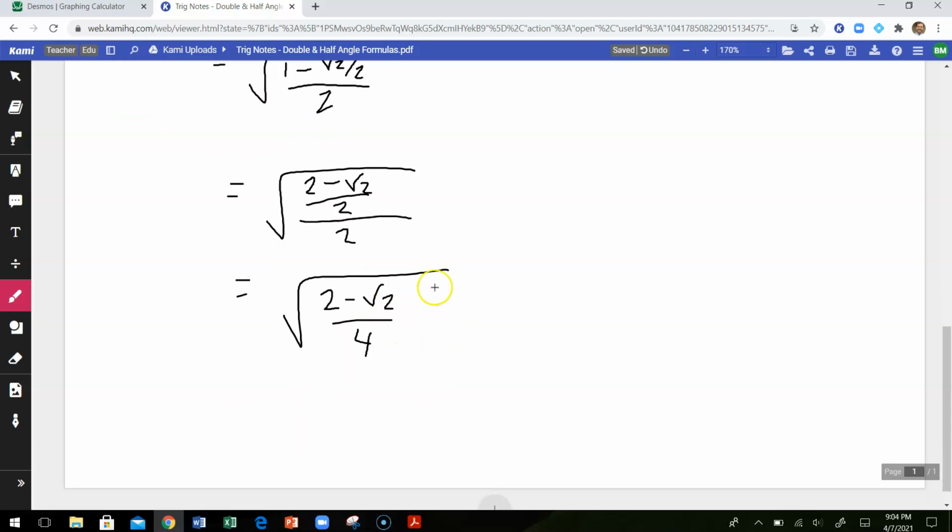And then, you know, we could separate this out and just say the square root of 2 minus root 2 all over 2. I could take that 4 out of the square root and just make that a 2. And that's honestly about as good as we can make that look. So we'll just call that good.